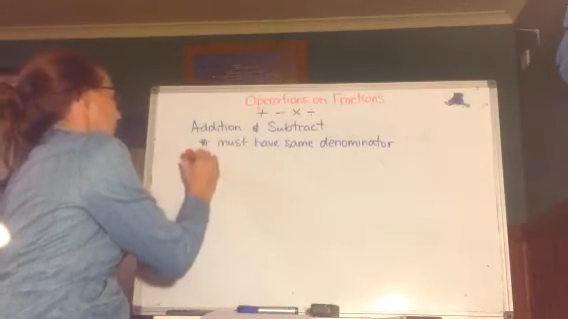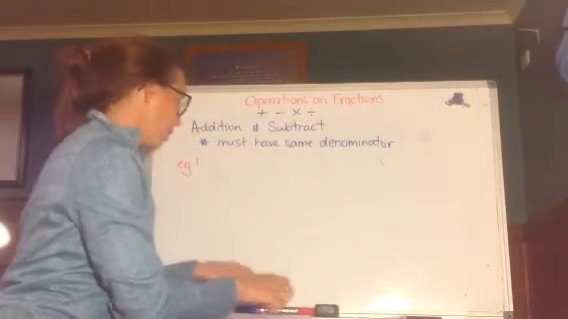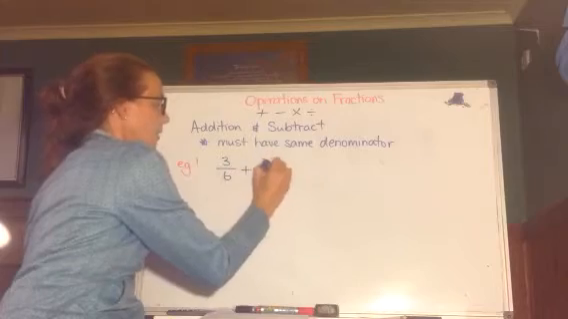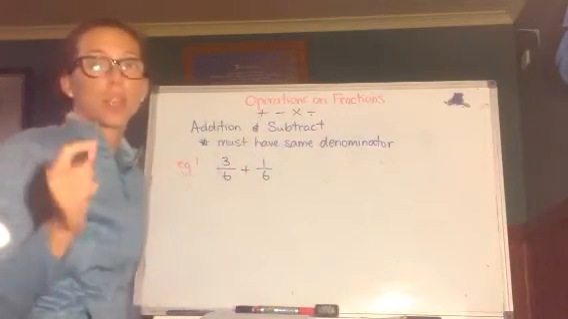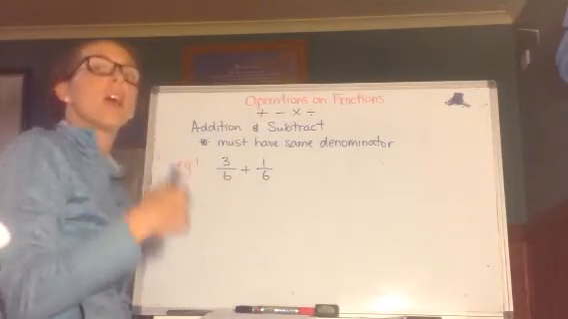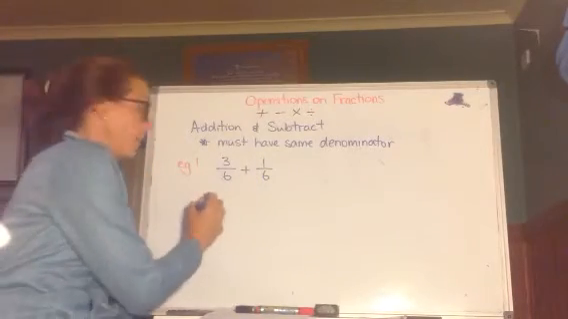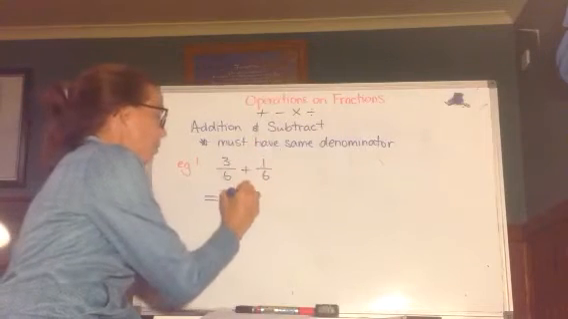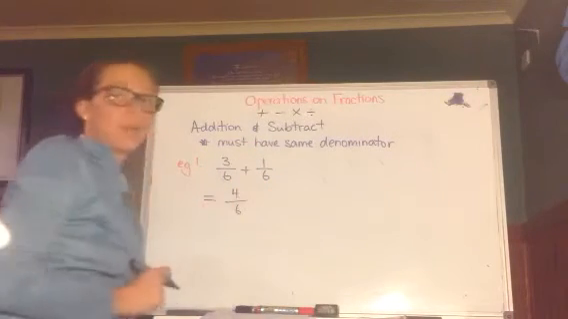This is my first one, example 1. Let's say we've got 3/6 and we want to add 1/6. First step is to check, do we have a common denominator? 6 and 6, yes. If that's the case, all we need to do is add the numerator. 3 plus 1 is 4 and continue with the denominator on the bottom.